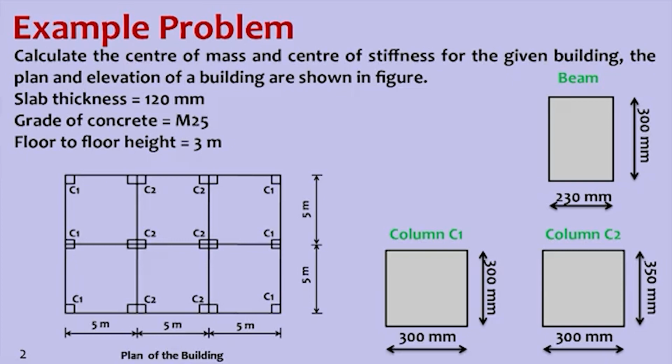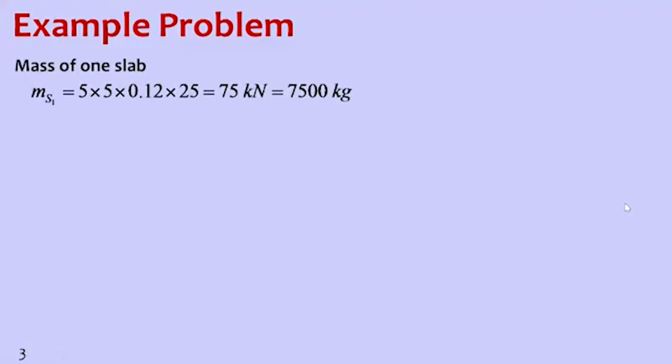With this introduction of the problem, we go into calculating the mass of one slab. In this problem, we will be dealing only with the slabs for calculating the center of mass. Basically, in a building, slabs and beams put together constitute most of the mass of the structure, whereas columns are usually given more importance for the stiffness of the building. So, the mass of slabs and beams put together makes the mass of the structure.